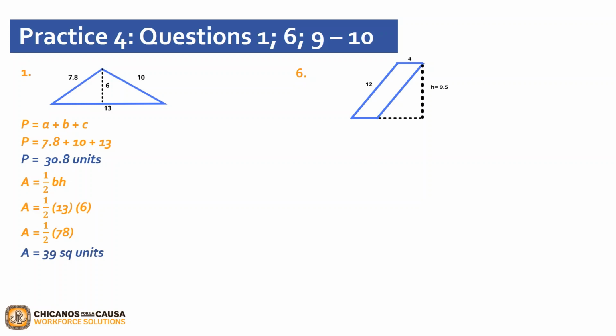Now let's look at question 6. We have a rectangle. To find the perimeter of a rectangle, it's 2 times its length plus 2 times its width. We're going to replace the variables with the given values. The length in this case is 12 units and the width is 4 units. So we have 2 times 12 equals 24, plus 2 times 4, which gives us 8. When we calculate 24 plus 8, we get a perimeter of 32 units.